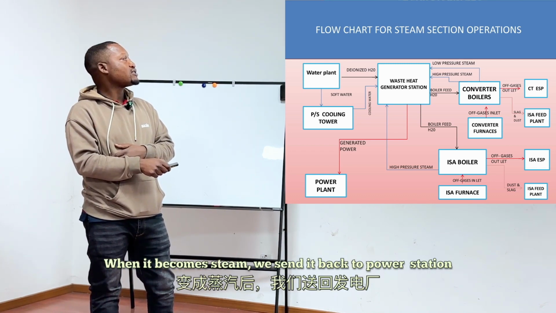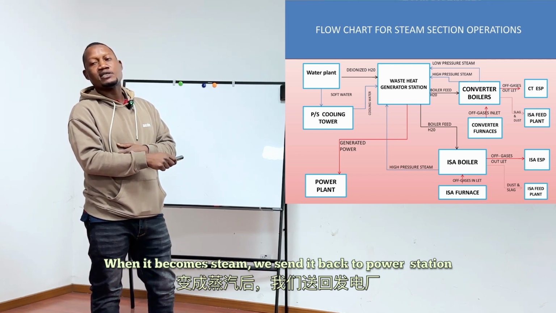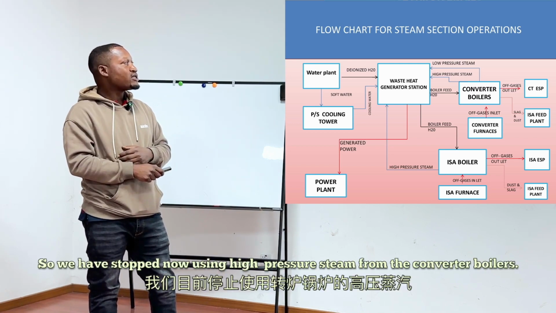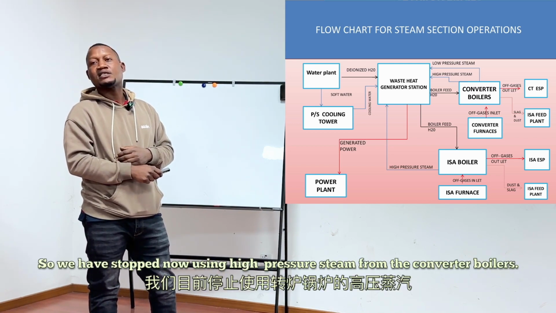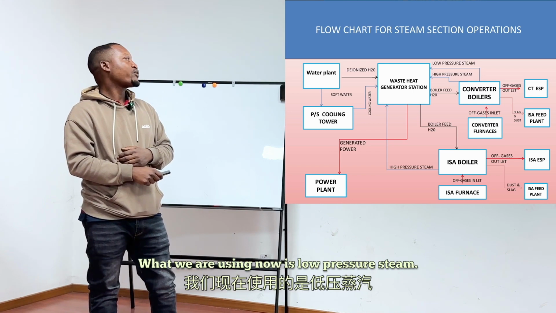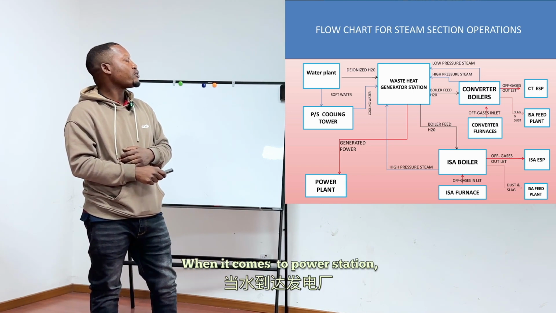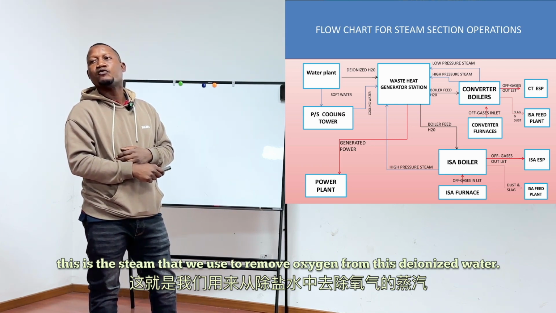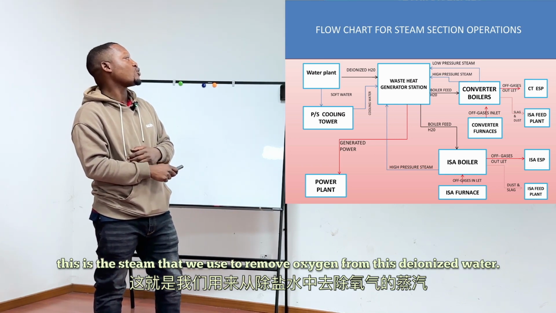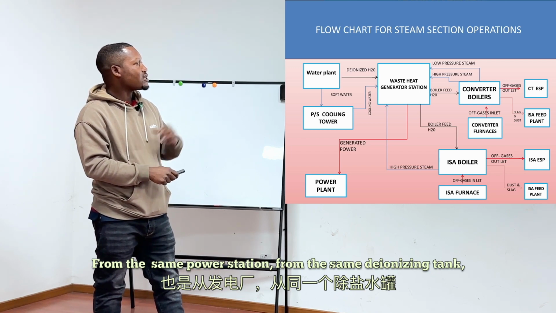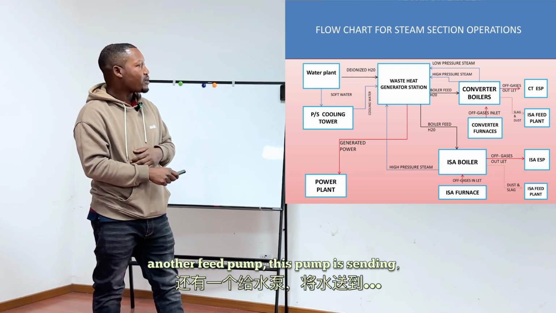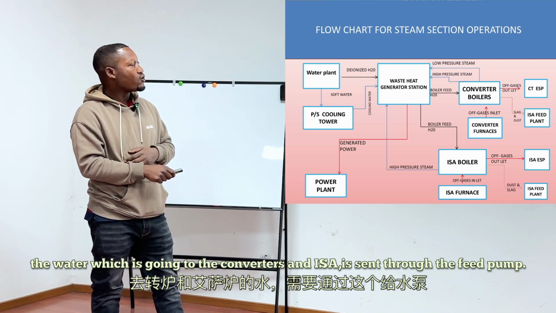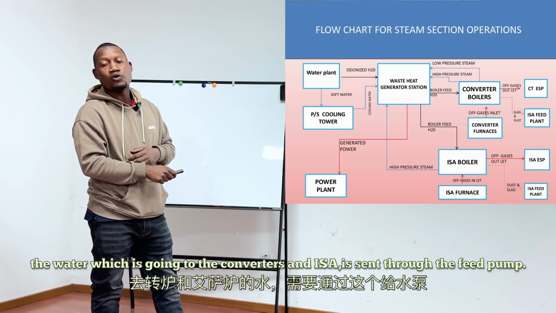When it becomes steam, we send it back to power station, due to the fact that the pressure was not stable. So we have stopped using high pressure steam from the converter boilers. What we are using now is low pressure steam. When it comes to power station, this is the steam that we use to remove oxygen from this deionized water. From the same deaerating tank, there is another feed pump. The water going to the converters and ISA is sent through the feed pump.